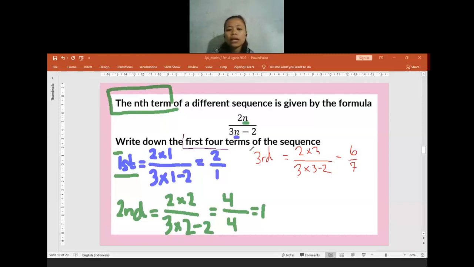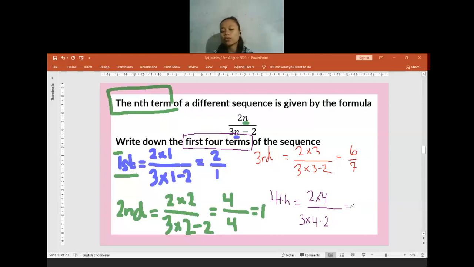Because it says the first four terms, we need to find the first, the second, the third, and also the fourth. For the fourth term, it will be 2 times 4 per 3 times 4 minus 2. How much will it be? It will be up to you if you want to write it as a fraction or change it into a decimal, because the question did not mention anything. Both will be correct as long as you count the number properly and do not make any silly mistake, and it will still be accepted.